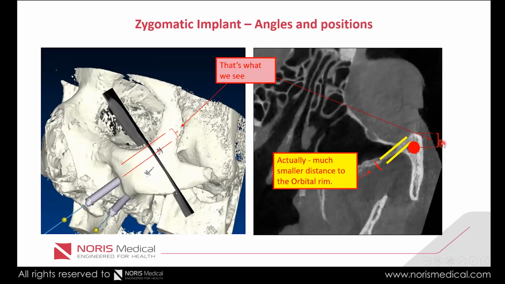So even if we think when we look from here that we are outside of the orbit, it doesn't mean that we are outside of the orbit. We could be inside of the orbit because of this phenomenon. So this has to be closely checked prior to the surgery, defining what this distance would be.